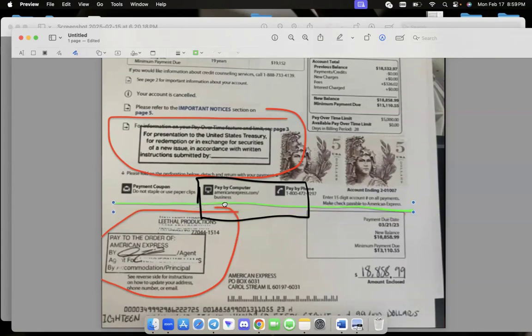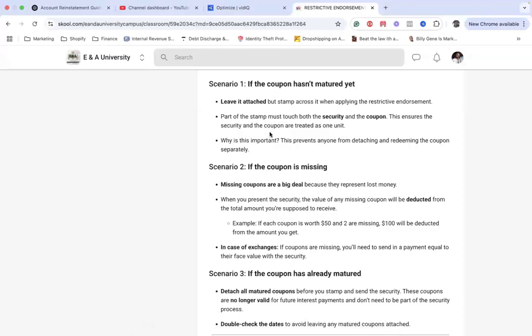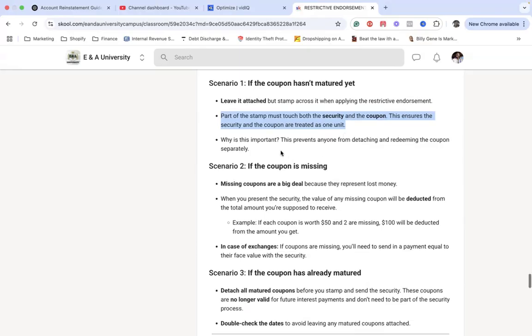So if we pretend that was a perforated line, I would put the stamp where it says here, as instructed: part of the stamp must touch both the security and the coupon. Must ensure that security and the coupon are treated as one unit.